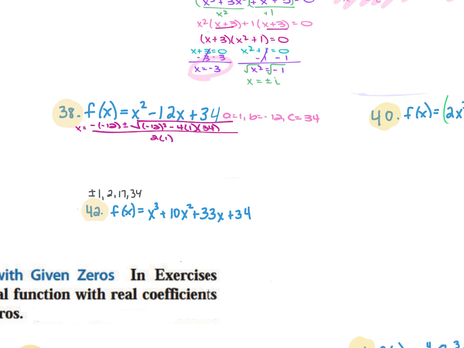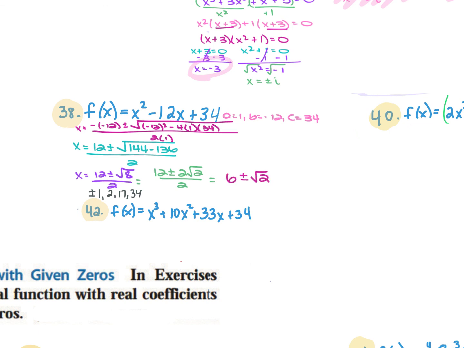So from here, you're going to have x is equal to 12 plus or minus the square root of 144 minus 4 times 34, which is 136, all over 2. So from here, we're going to simplify what's underneath that radical, and that gives us x is equal to 12 plus or minus the square root of 8 over 2. From here, that square root of 8 simplifies to be 12 plus or minus 2 square root 2 all over 2. And then we simplify that by dividing the 12 and the 2 up top by the 2 on the bottom. So that gives us 6 plus or minus the square root of 2.